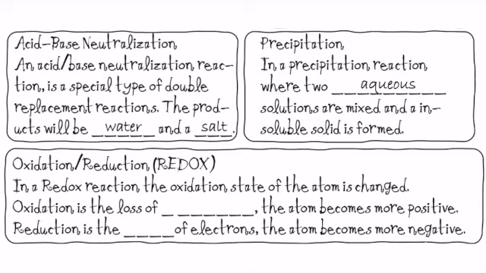A redox reaction, or an oxidation-reduction reaction, changes the oxidation state of the atom. Oxidation is the loss of electrons. The atom becomes more positive. Reduction is the gain of electrons. It becomes more negative.